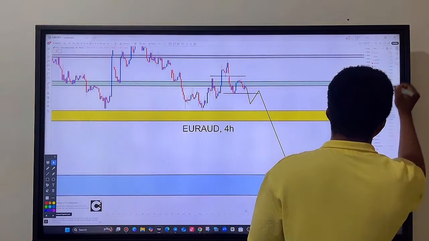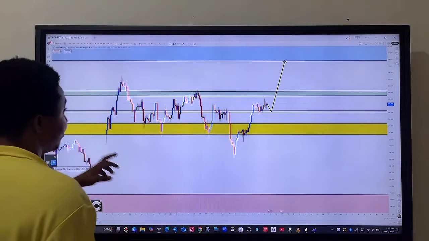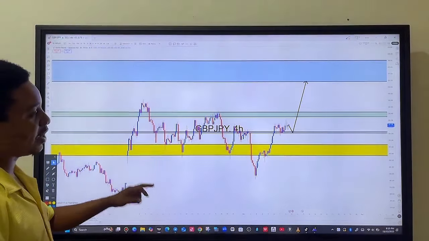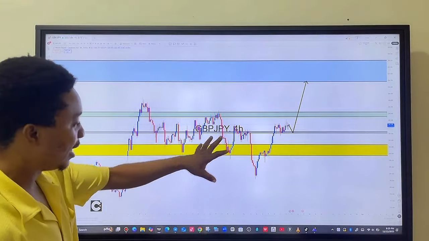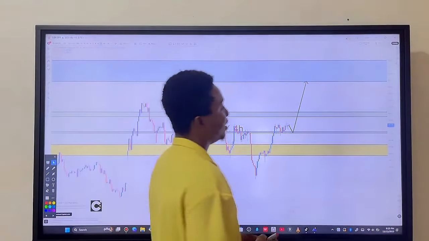So GBP JPY is up next. Now GBP JPY, we are looking for a buying opportunity on this pair. How do we pick our buy? Let's start with the analysis. How did we get to the buy setup? Let's begin on the 3 months time frame of GBP JPY.